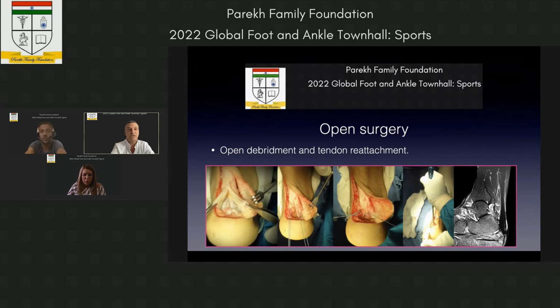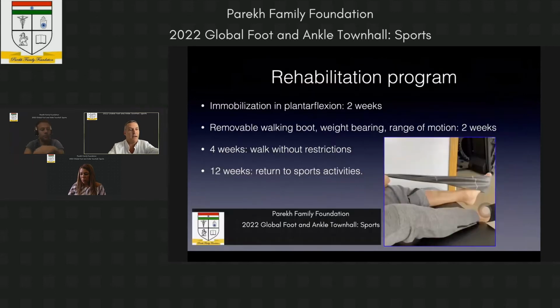The question here is, what went wrong? Should I have corrected the subtle cavovarus deformity in the surgical technique? This is something that we can discuss later on.